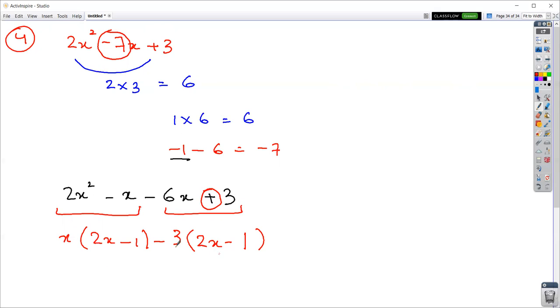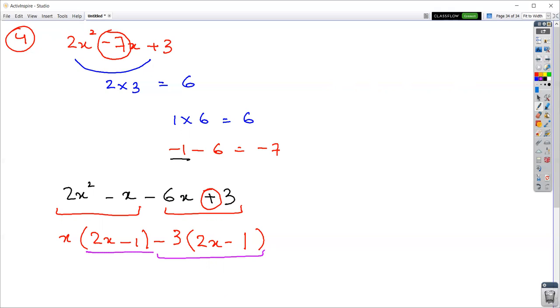Now you see that inside the brackets are the same, and even if you expand this part, you clearly can see that you should go back to the previous thing. So minus 3 times 2x would be minus 6x. Where minus 3 times minus 1, negative and negative makes a positive, and 3 times 1 is 3. So when you expand out these brackets, you should go back to the previous step.